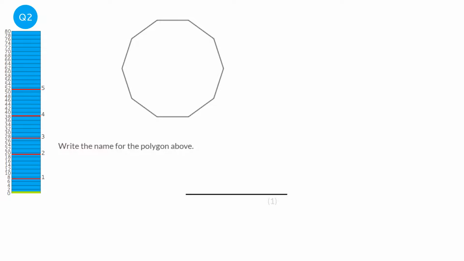With this question, we need to first count how many sides this polygon has. It's 1, 2, 3, 4, 5, 6, 7, 8, 9, 10. So it's 10 sides, and we just need to know that a 10-sided shape is a decagon. We are expected to know all of the names of shapes between 3 and 10 sides, so if you don't know them already, just sit down and learn them.